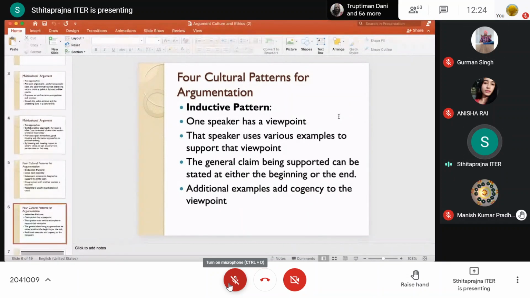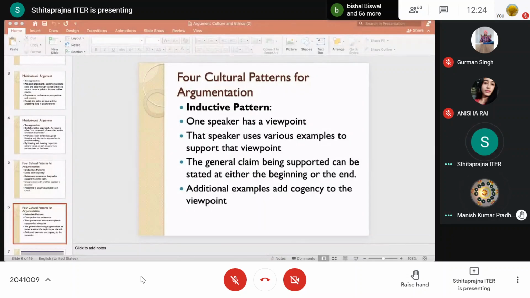Now, who's going to read the inductive pattern? Pranab Naik, are you there? Pranab? Oh, Manish Kumar has raised the hand. So, Manish, will you be able to read this? Yes, ma'am.